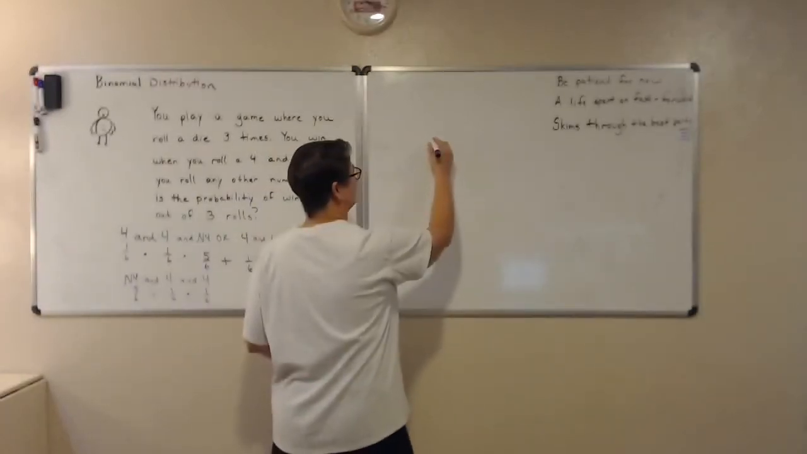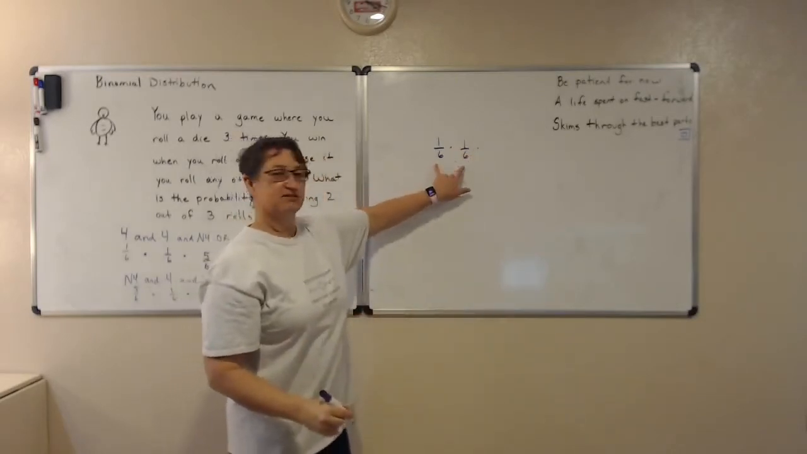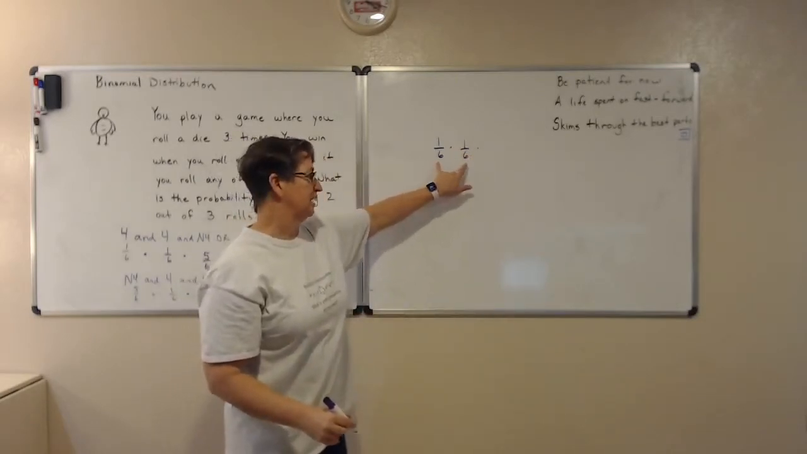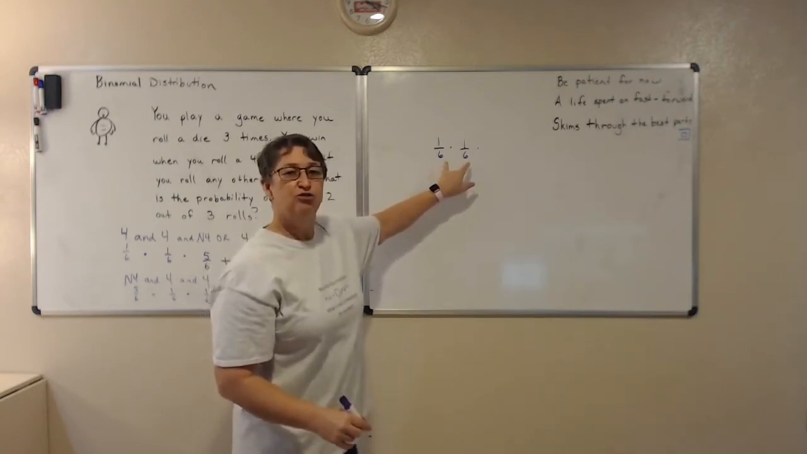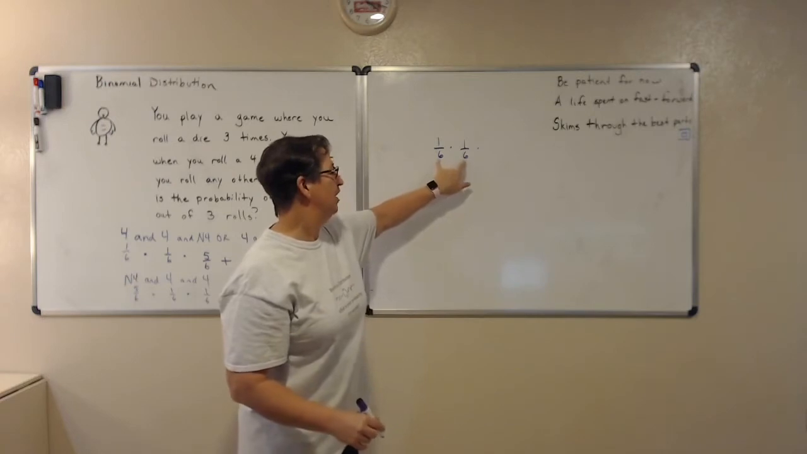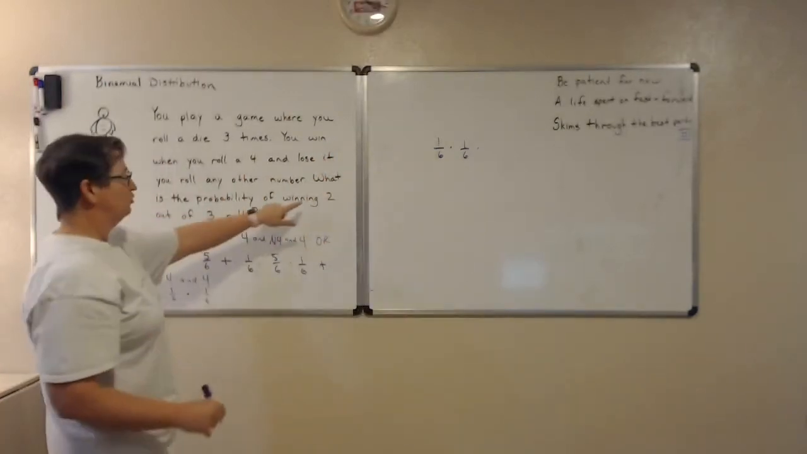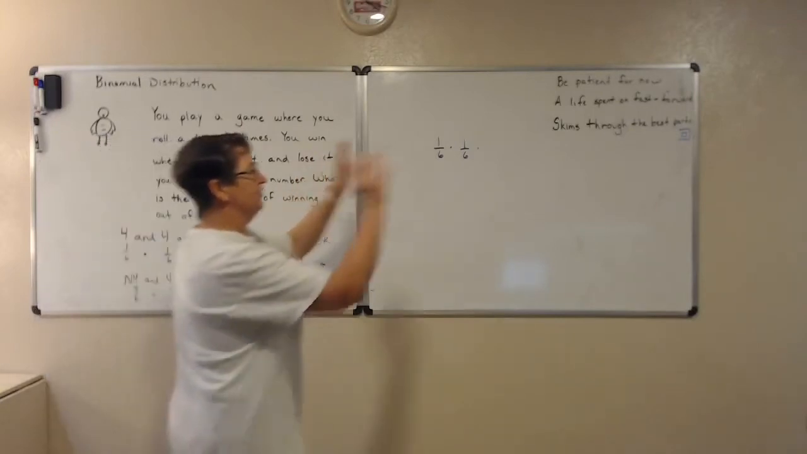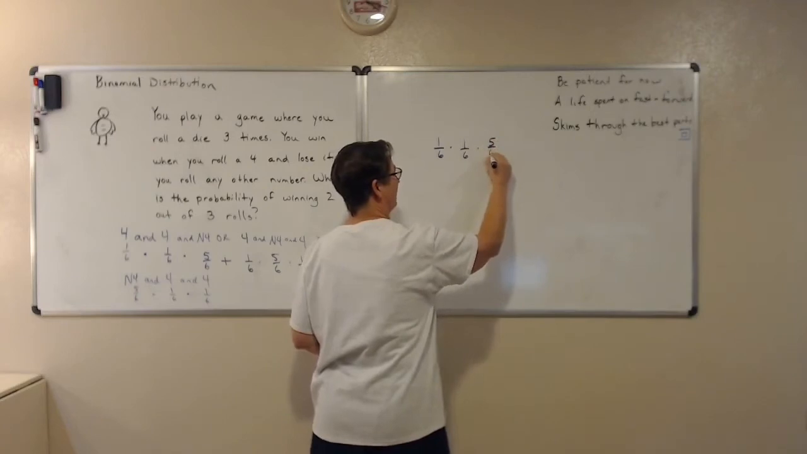So I could just take that 1/6. And the reason I'm doing 1/6 twice there, 1/6 times 1/6, is because I want 2 wins. I want 2 of those probabilities that I roll a 4. I need 2 of those. And then that failure, or that other thing, is going to be 5 out of 6.